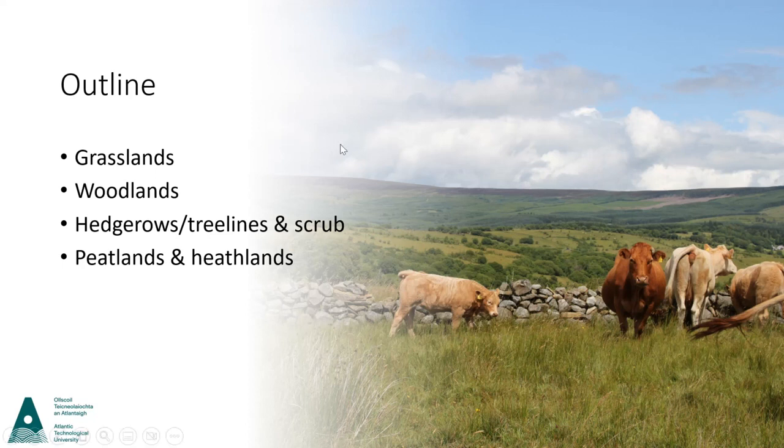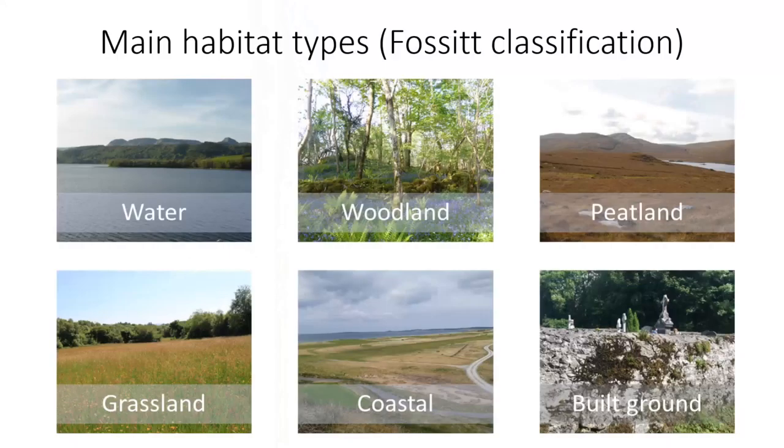And here, a typical West of Ireland landscape, you have lots of habitats that are interacting together to form that wider landscape. And when we look at FOSSET, FOSSET being the Irish Habitat Classification Guide, generally divided into six main groupings. So we're going to concentrate on woodland, peatland and grassland. Heather has given you a separate lecture there on water, and we'll touch on coastal and built ground at some stage in the future.